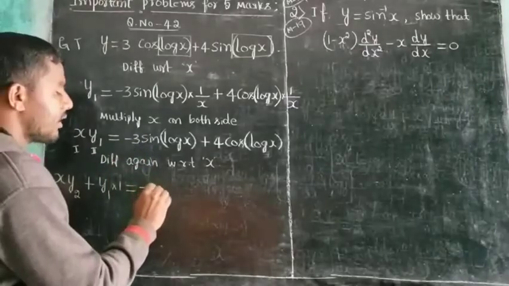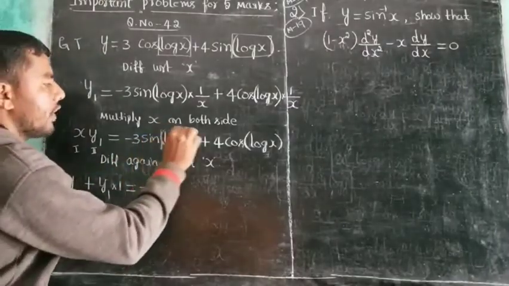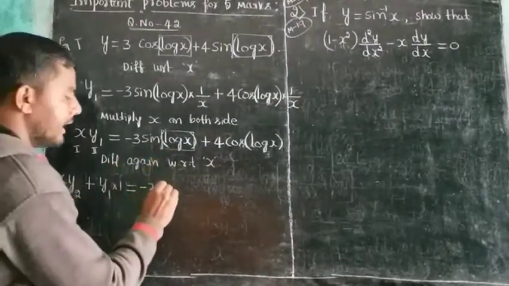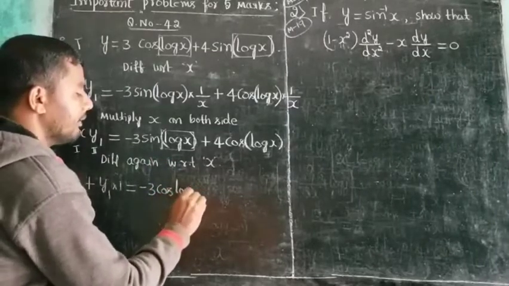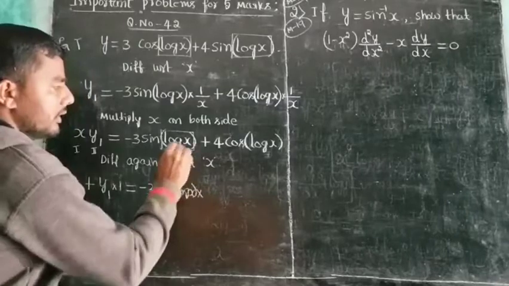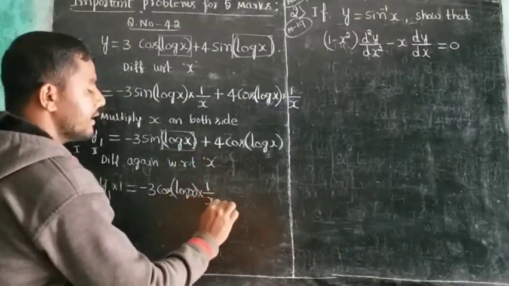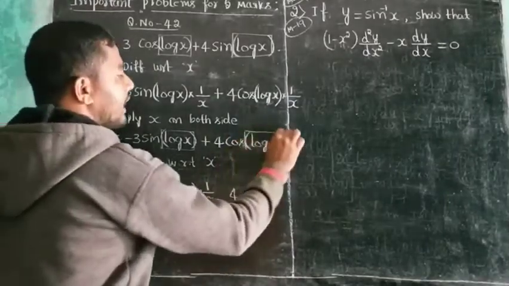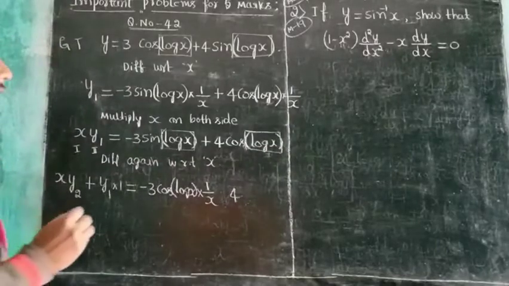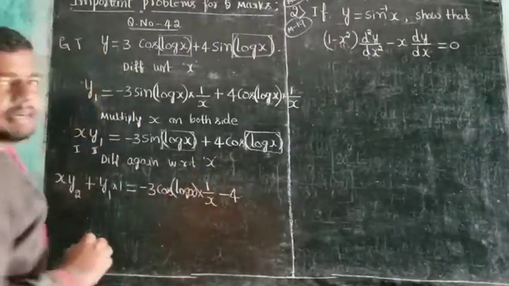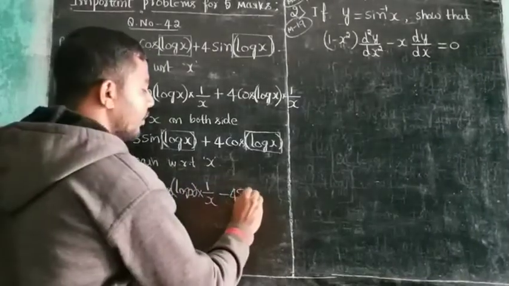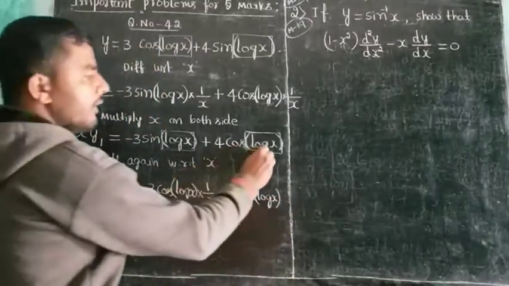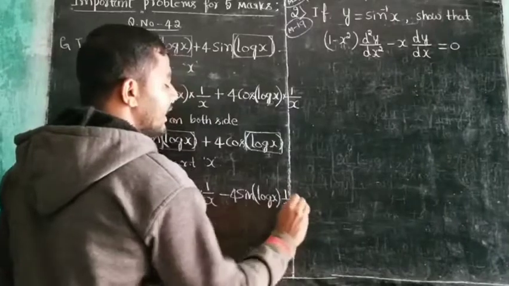Is equal to, here minus 3 is a constant, write the derivative of sine of log x. In the same way, sine dabba, the derivative of sine dabba is cos dabba into the derivative of dabba, which is 1 divided by x. Similarly, write 4 as it is, and the derivative of cos dabba is minus sine dabba, so plus into minus becomes minus 4 into sine of log x into the derivative of log x, 1 by x.